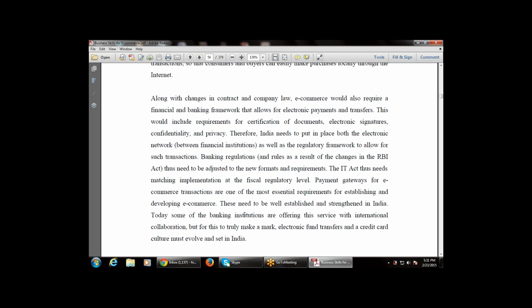Today some of the banking institutions are offering this service with international collaboration, but for this to truly make a mark, electronic fund transfer and a credit card culture must evolve and be set in India. That is, some banking institutions in India already use electronic fund transfer with international collaboration, but there is a great demand for the credit card culture to be set in India.